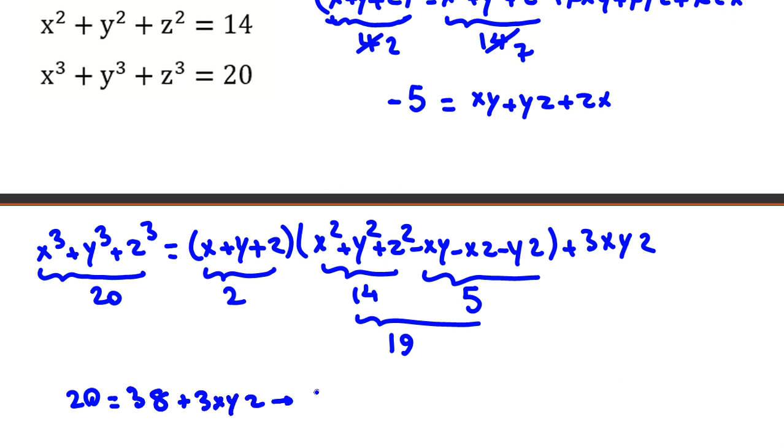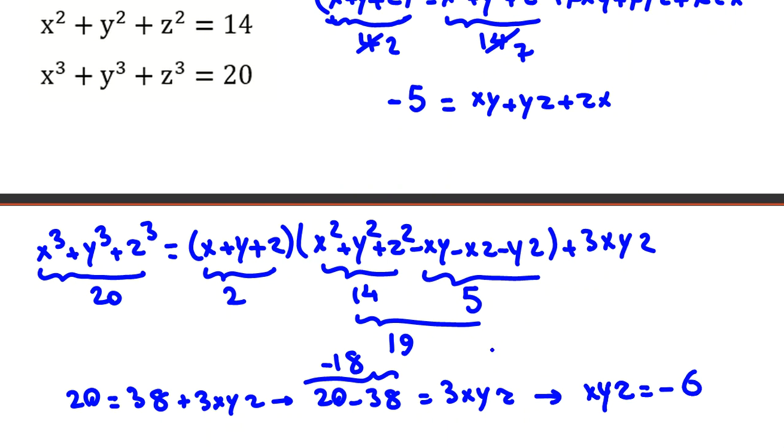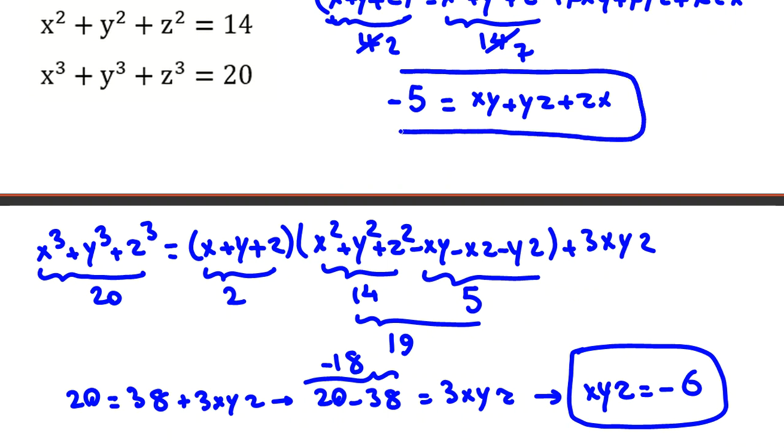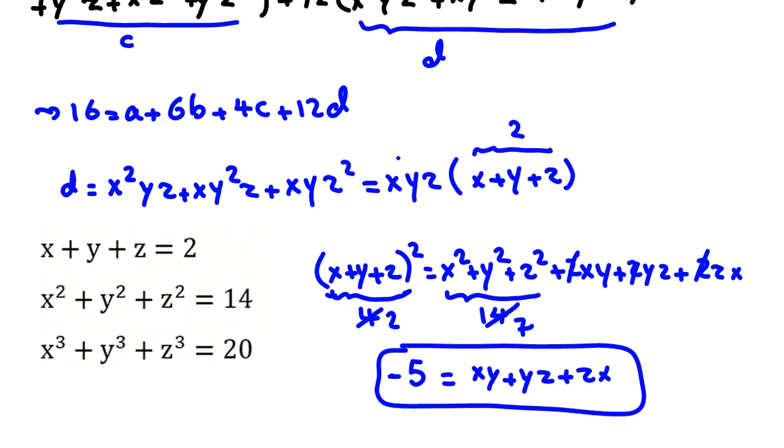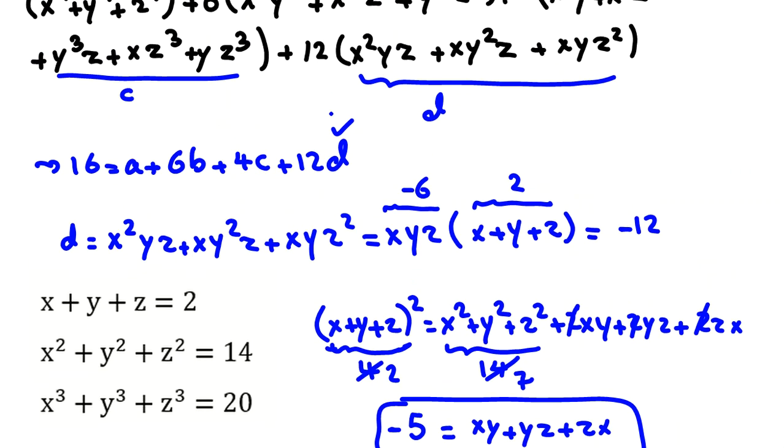So if we subtract 38 from both sides, it will be 3xyz, and 20 minus 38 will be negative 18. If you divide both sides by 3, xyz will be negative 6. So we found this term. We need that. Also, we found this term. Because xyz is negative 6, here you can say, okay, it is negative 6, so negative 6 times 2, negative 12. So we found the first part, D.